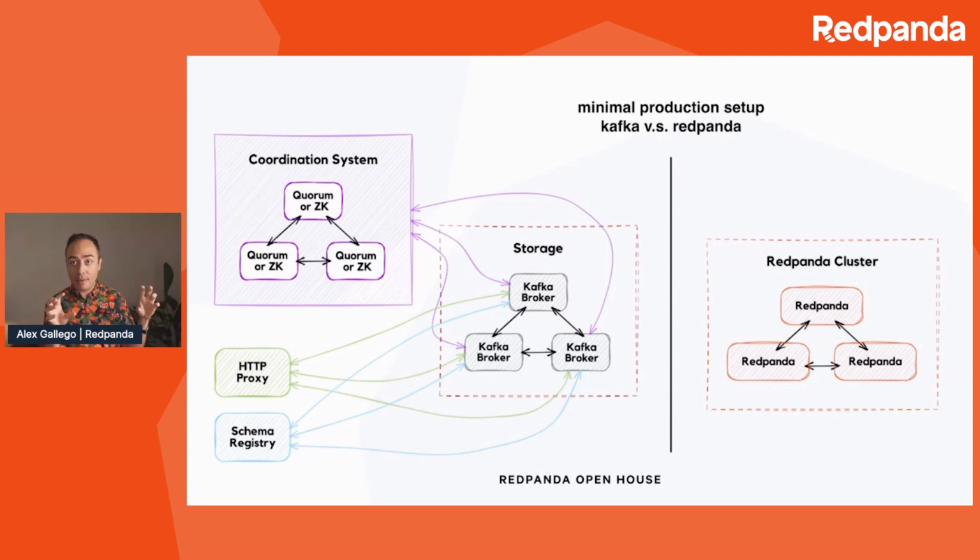What the HTTP proxy does is that it's a simple translation layer from a web request into the storage subsystem like Kafka. And then you have the schema registry. And so you go from 1, 2, 3 Zookeeper or Quorum nodes, you now have 1, 2, 3 storage nodes, and then in addition to that, you have an HTTP proxy and a schema registry. And all of that is basically three nodes of Redpanda where everything looks the same. So you go from 4 systems down to a single binary.